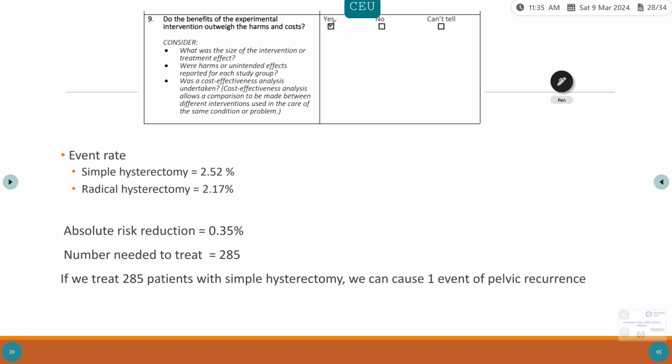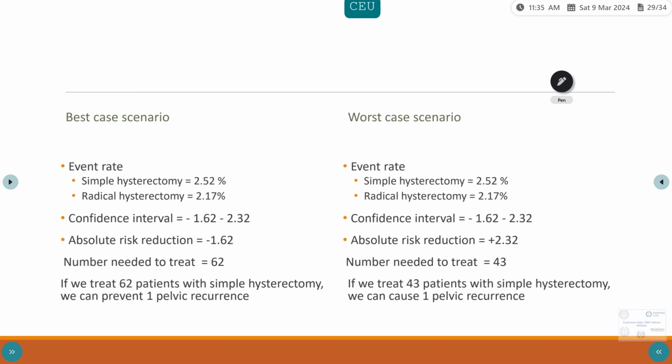If we were to assume the best case scenario, which is the lower end of our confidence interval, we would get a number needed to treat of 62 patients. Which would mean that we need to treat 62 patients with simple hysterectomy to prevent one recurrence. If we were to assume a worst case scenario, we take the upper end of our confidence interval, where we'll have a number needed to treat of 43. So that will translate to, if we treat 43 patients, we can expect one pelvic recurrence.